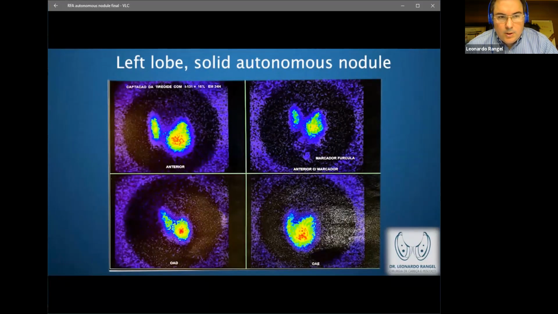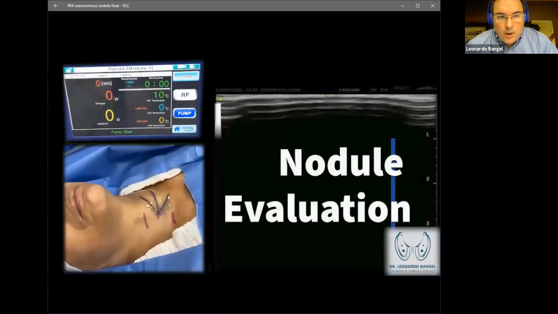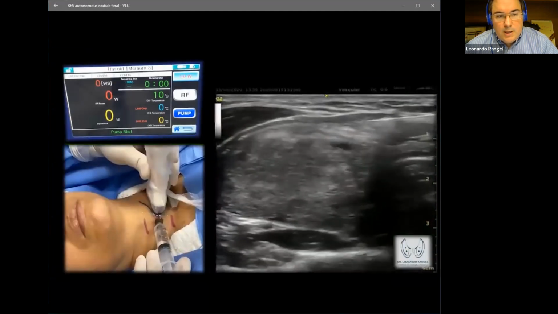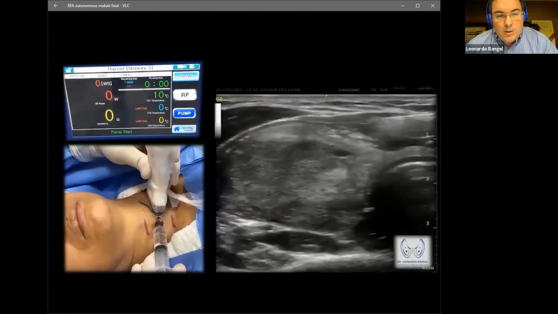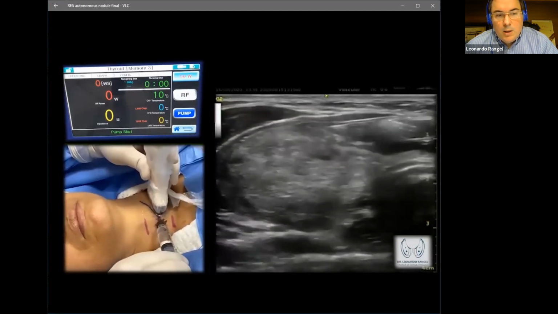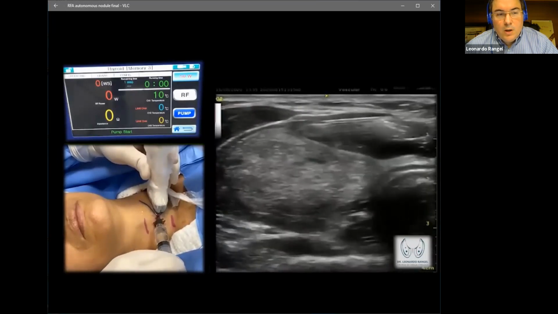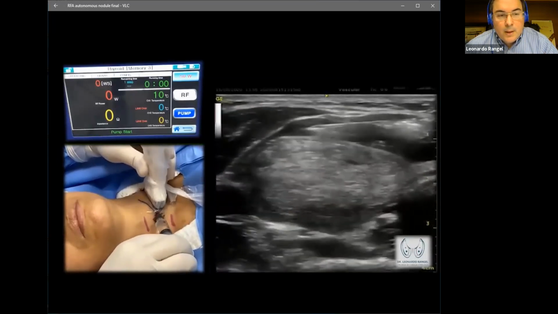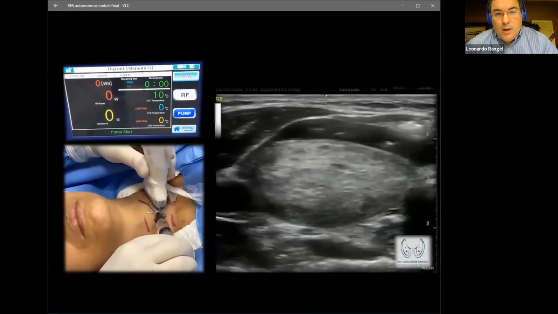In the scan, we can see a hot nodule on the left side with almost subclinical hyperthyroidism. So as Dr. Lisa showed, the nodule evaluation and setting the boundaries of the nodule and making sure that you can reach all sites of the nodule is paramount to the procedure. So we set here with the purple horizontal lines the superior and inferior edges of the nodule, and we make those fans with those blue lines so we can see the trajectory of the needle.